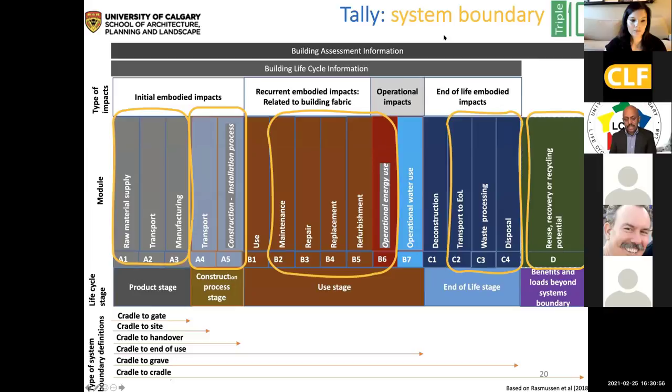And this is the Tally system boundary. You can see that B1, for example, is not covered, and B7 is not covered, C1 is not covered, and so on. But as we'll see later, what's covered is important, for example, for LEED or for other purposes, such as getting your building certified. So it covers the fundamentals of the embodied impact. It covers the building fabric and what's happening upstream and so on.